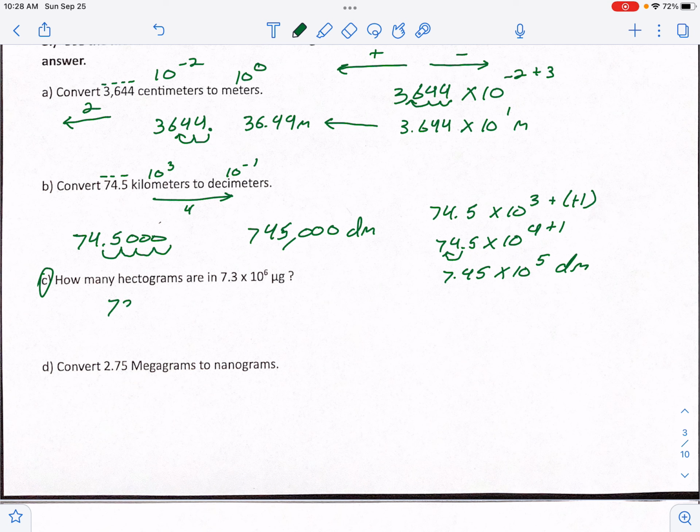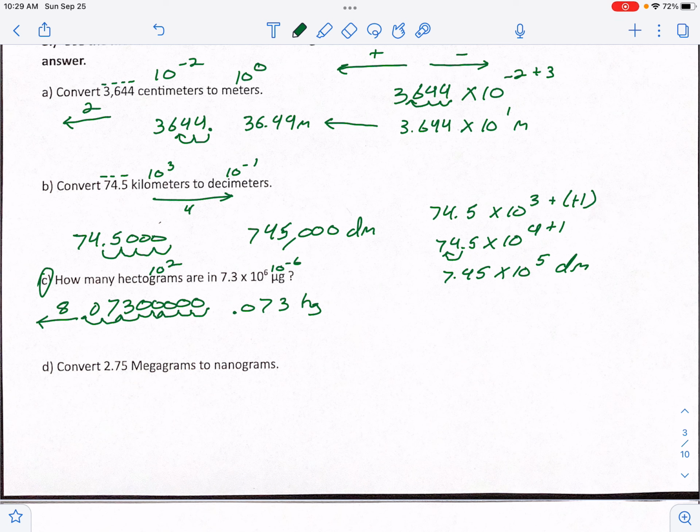So it's going to be 73 with 5 zeros. Okay, so that's 7,300,000. So if I was going to do the decimal trick, I'm going from micro, which is 10 to the negative 6, to hecto, which is 10 to the 2. So if I'm going from negative 6 to hecto, I'm going to go to the left 8 times. So I'm going to take where that decimal would be to the left 8 times. 1, 2, 3, 4, 5, 6, 7, 8. So that actually means I have to add a 0. So my new answer would just be 0.073 hectograms.